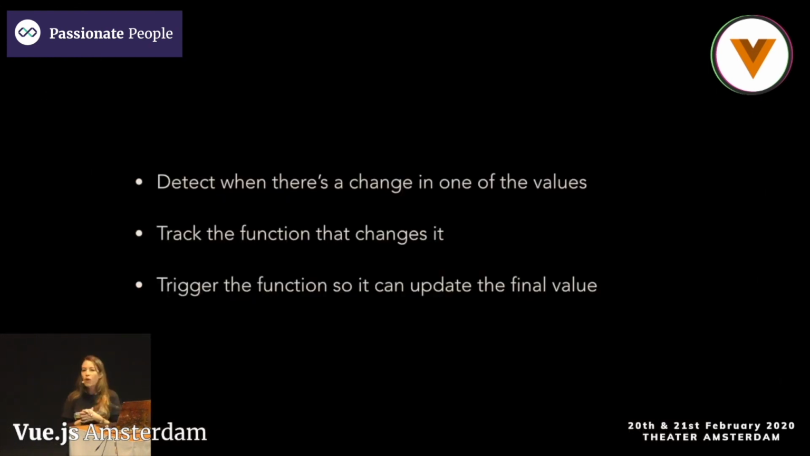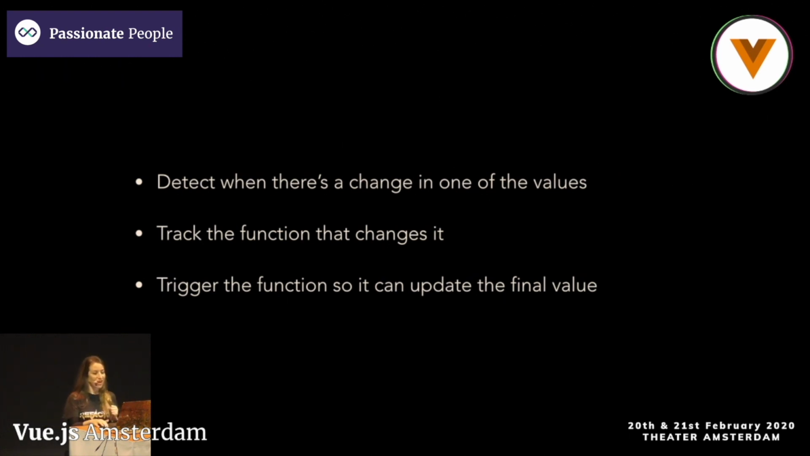Well, if we wanted to do this in JavaScript, what we would have to do to get it done is detect when there's a change in one of the values. We'd have to track the function that changes it, and then we'd have to trigger that function so it can update the final value. So that's how we would normally make things done. So how does Vue 3 do this?